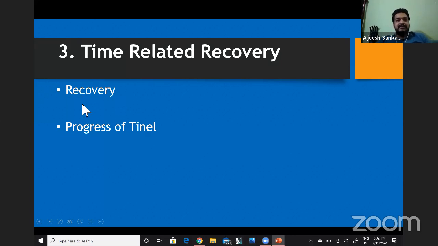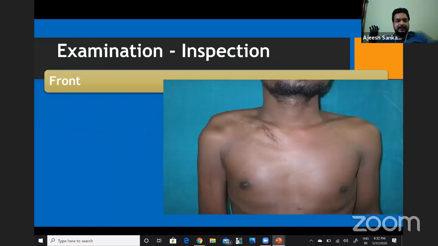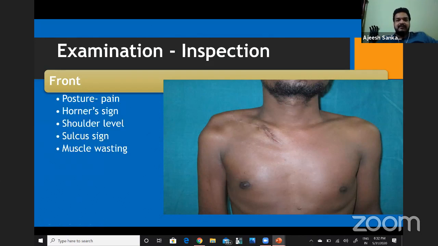In the history, the patient may offer that they have had complete weakness, some of which has recovered in the meantime, and that is a sign that there might be some recovery, and should definitely be noted while we're taking this case. So on examination, from the front, what can you find? Here is a patient who has a scar in the clavicular region, and there are other findings to look for as well.